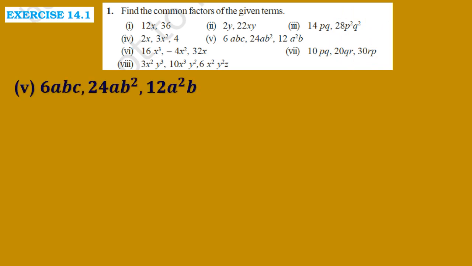6abc, 24ab square, 12a square b. So first find the HCF of 6, 24, 12. Very easy because 24 and 12 are multiples of 6. So 6 is the HCF.